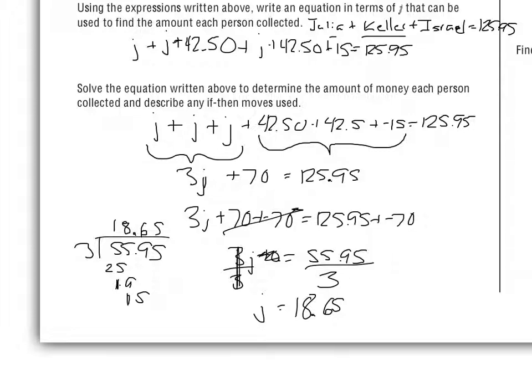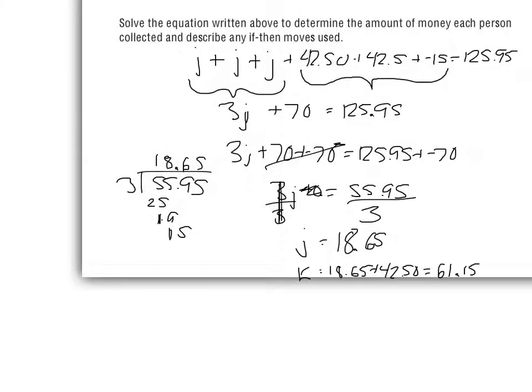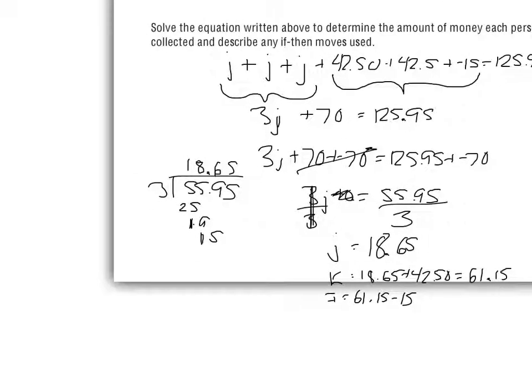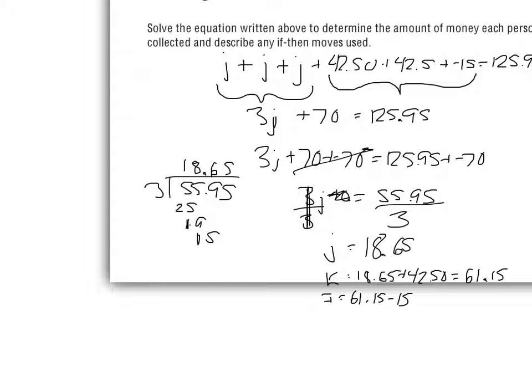So now we can use that to find out what Keller was. Keller was $42.50 more than that. So Keller would be $18.65 plus $42.50. Doing some quick math there, that is going to be $61.15. And Israel was 15 less than Keller, so that would make Israel equal to 61.15 minus a total of 15 whole dollars, which is going to give me $46.15.